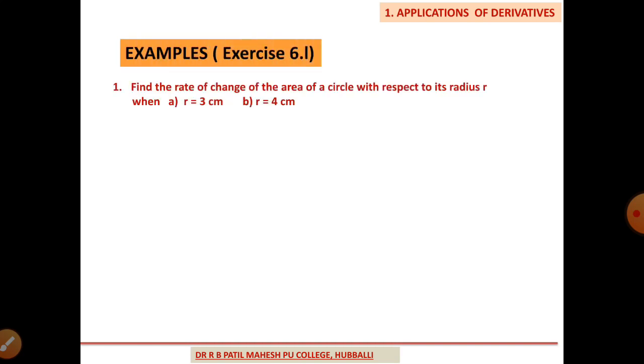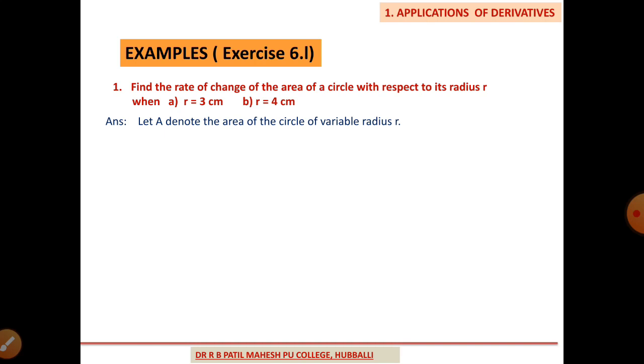Examples. First example, find the rate of change of the area of a circle with respect to its radius r when r equals 3 centimeter and r equals 4 centimeter. So in this example, you have to find out the rate of change of area of a circle with respect to radius r.